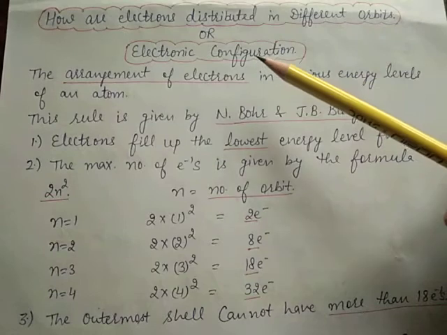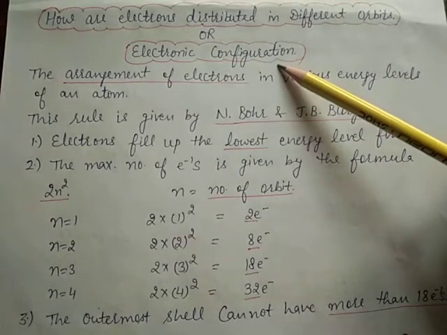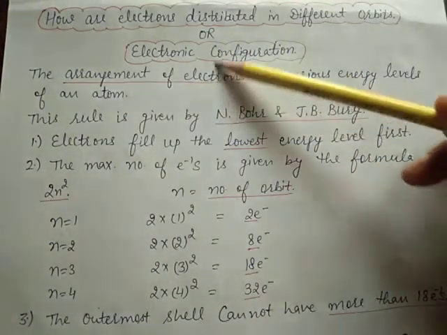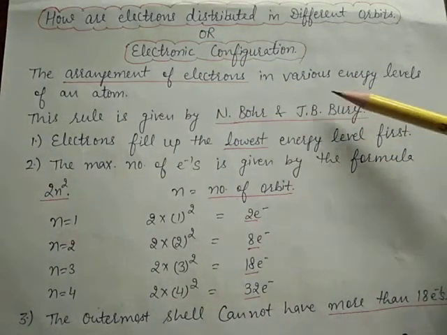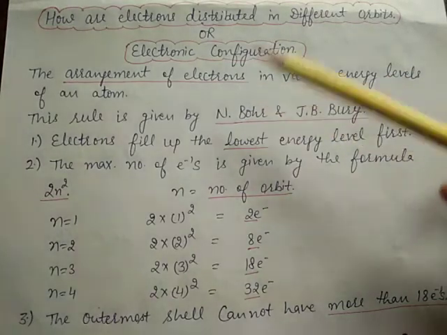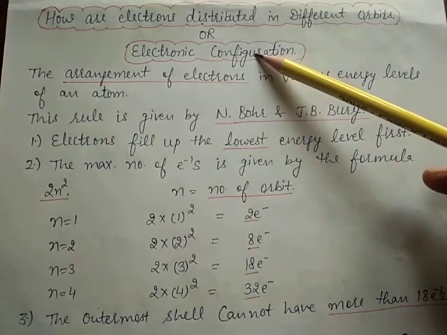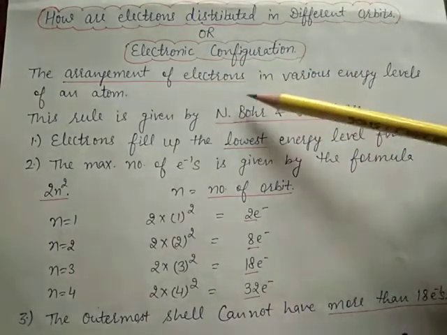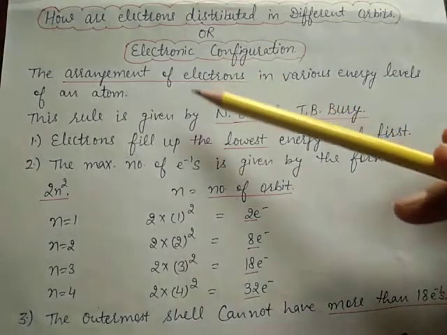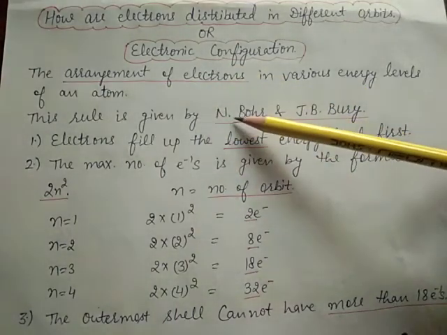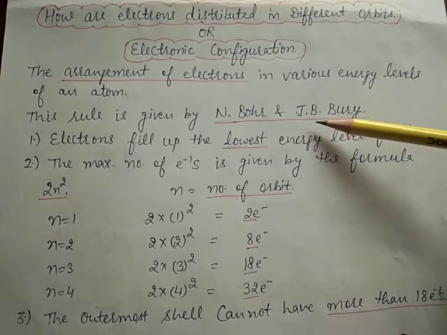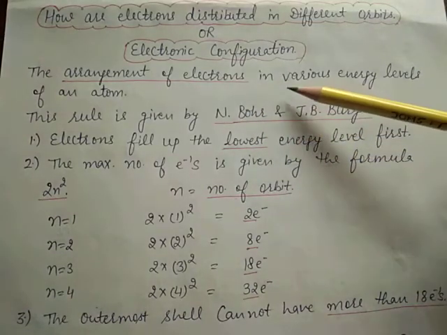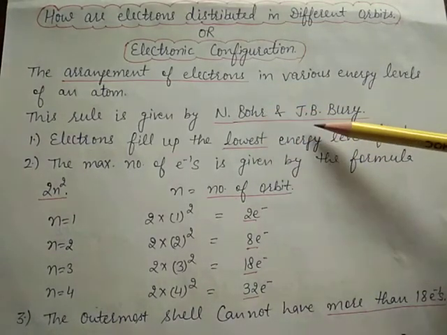Today's topic is how electrons are distributed in the different orbits, or you can say the electronic configuration. The arrangement of electrons in the various energy levels of an atom is called electronic configuration. This arrangement of electrons in various energy levels is given by Niels Bohr and J.R. Bury. According to this rule, this is the Bohr-Bury rule.